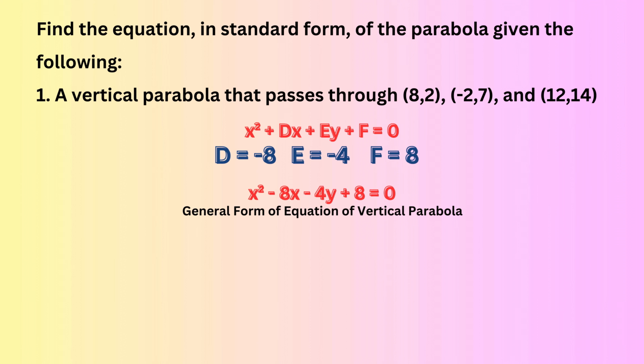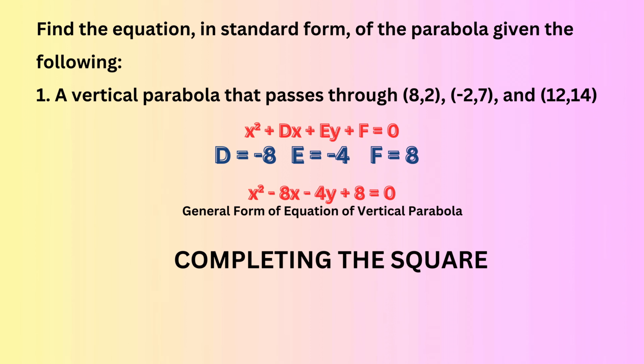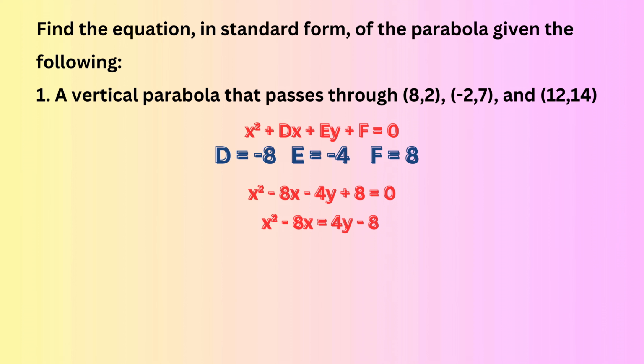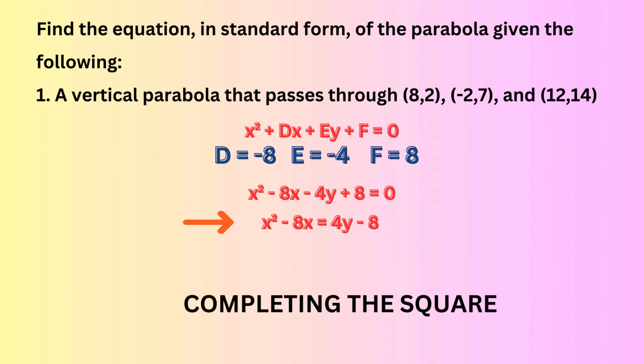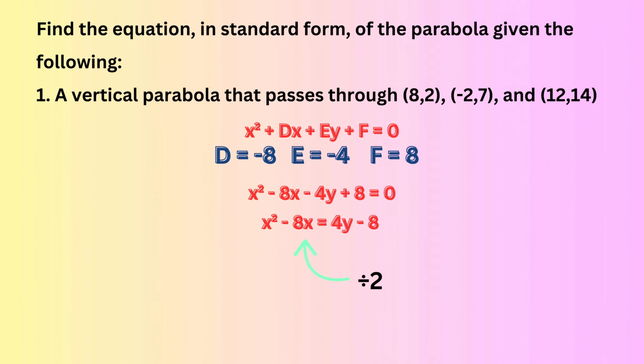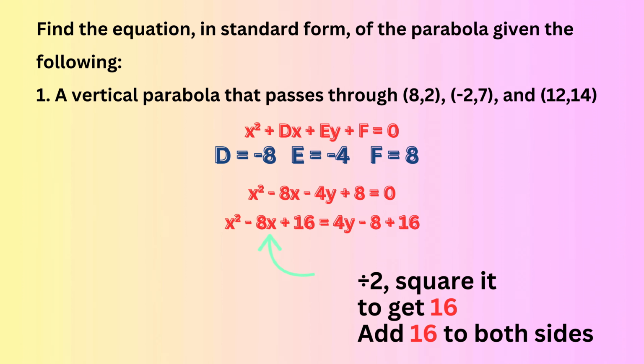We can now write this equation in standard form, by completing the square. Since x is squared, we can start by transposing all other terms that do not contain variable x, to the right side. Then use completing the square on the left side. Divide the coefficient of x by 2, which is 4, then square it, to get 16. We will now add 16 to both sides of the equation.